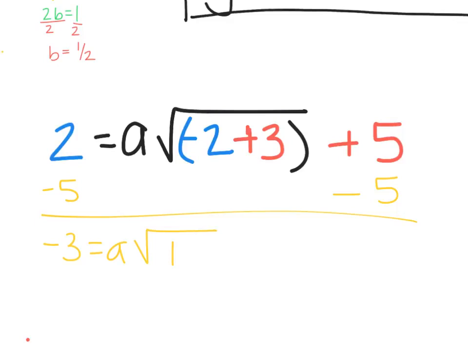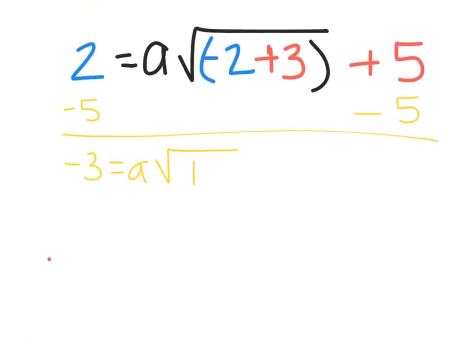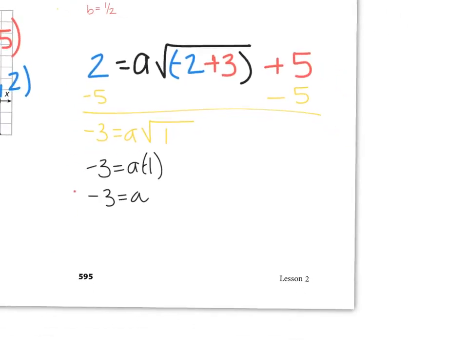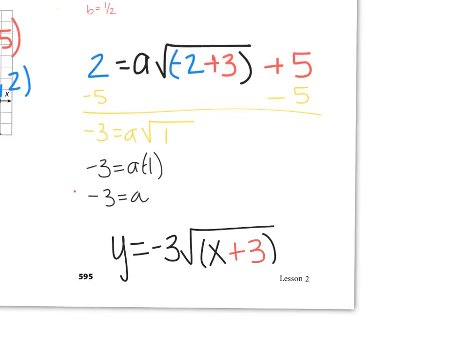I can actually figure out what the square root of 1 is. The square root of 1 is 1. So really I now have -3 equals a times 1, or -3 equals a. So see, that was so much better than the last problem. So that means my equation is y equals -3 times the square root of x plus 3, plus 5. And that'd be your answer.